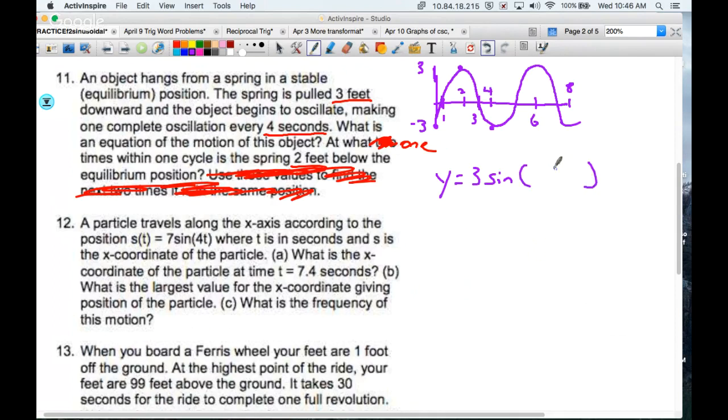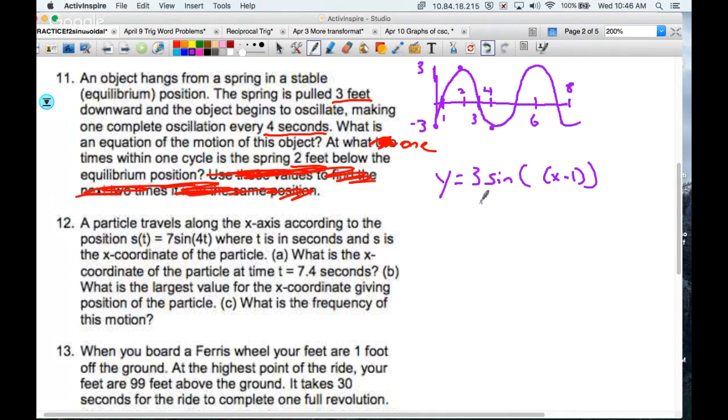The k value is 0. The h value, I'm going to do it inside a set of parentheses. I'm shifting this 1 unit to the right of where sine normally crosses our x equals 0 line. So to shift it 1 unit right, I have to subtract 1. It's always kind of the opposite of what you think.